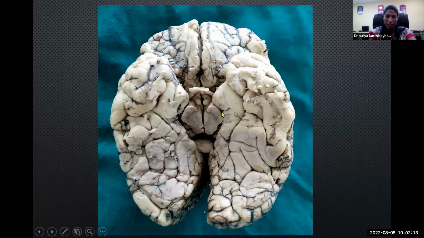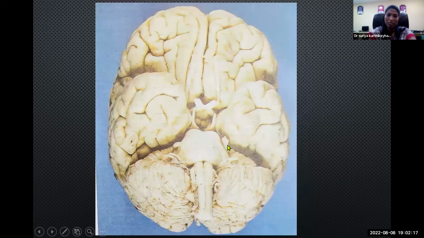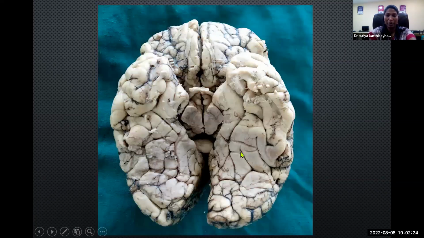This is again the inferior view of the cerebral cortex. We have removed the cerebellum. This picture is with the cerebellum and the brainstem, and the cranial nerves are all intact. But here we have cut the midbrain and removed all the cerebellum, and after removing the cerebellum, you are seeing only the inferior surface of the cerebrum.